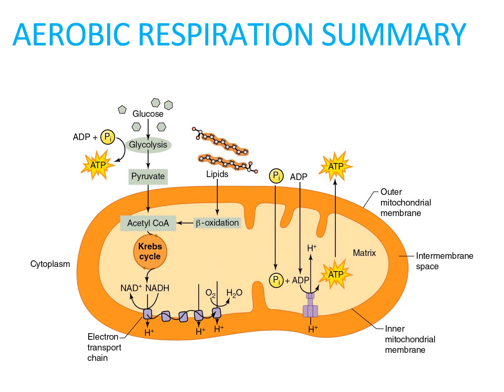Looking at the aerobic respiration summary, this is a good slide that summarizes all of the process. One glucose will give us around 32 ATP, one glycogen will give us around 33 ATP, and then we will have a couple net totals.